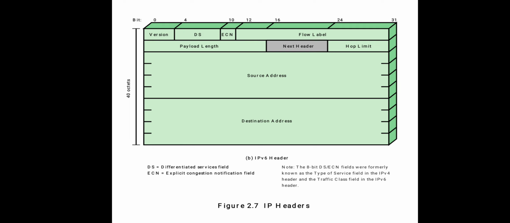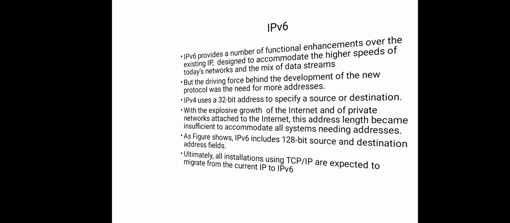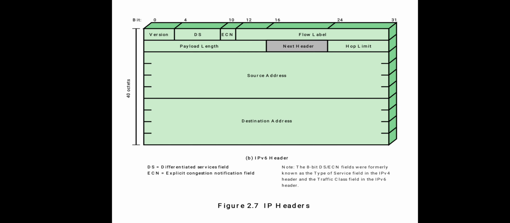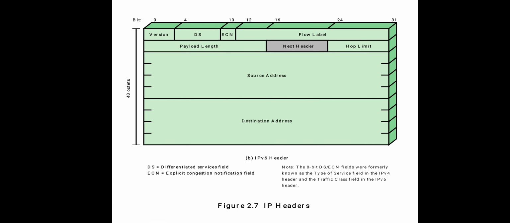So this is the IPv6 header. We have destination address, source address, payload length, next header, hop limit, then version, DS, ECN, flow label. It is a 40 octet header. Here DS means differentiated services field, and ECN means explicit congestion notification field.